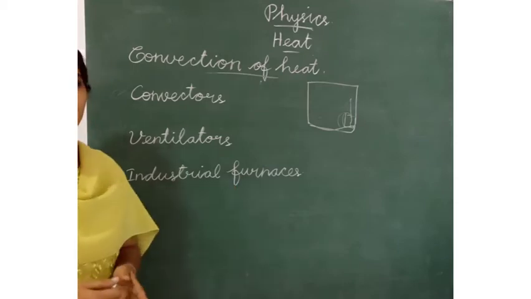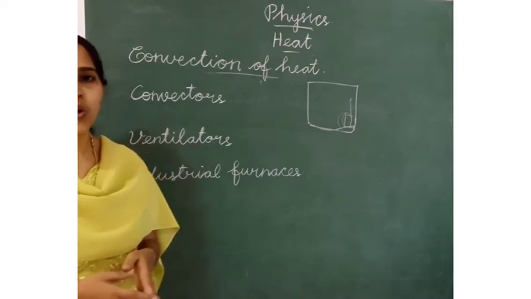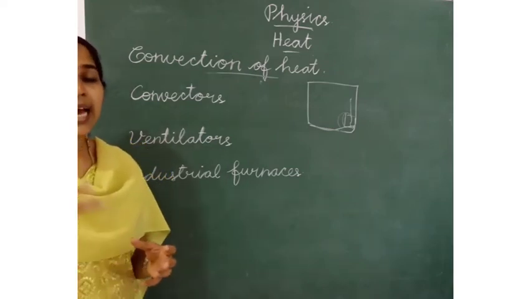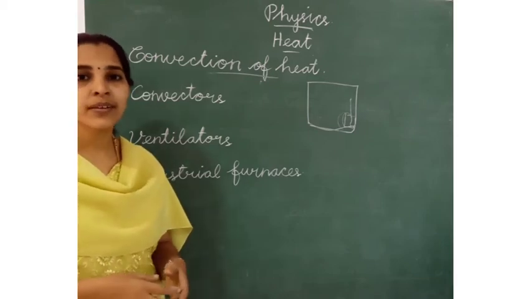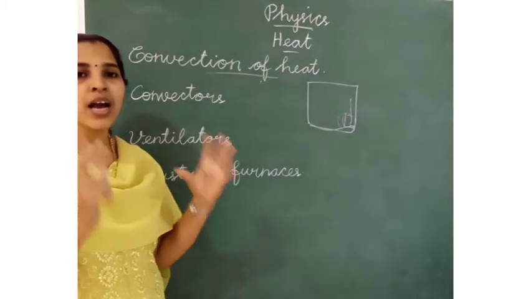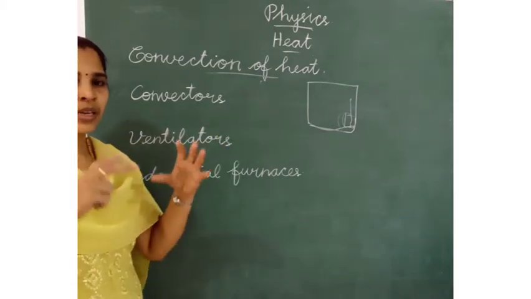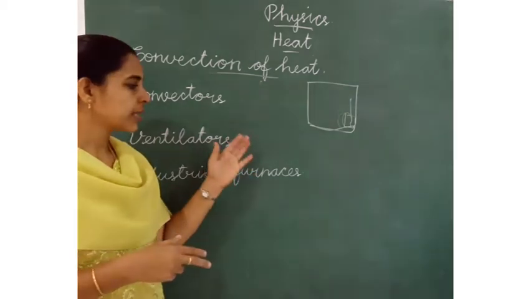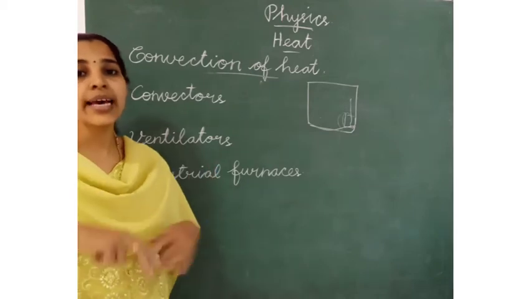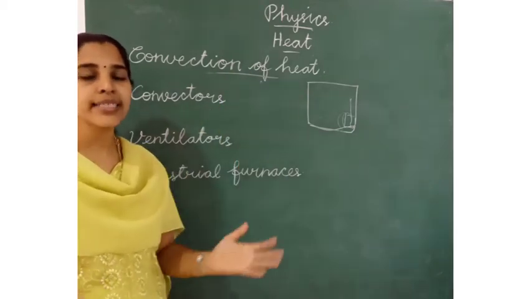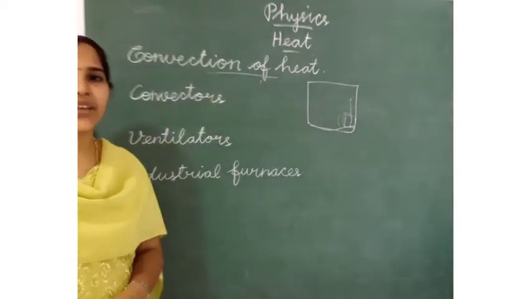And industrial furnaces. When we cook in our home, smoke and gases are given out. Do you know chimneys? In our houses, many people build chimneys in the kitchen. In those chimneys, gases and smoke go out because the warm air rises up and cool air takes its place. These are examples of convection.